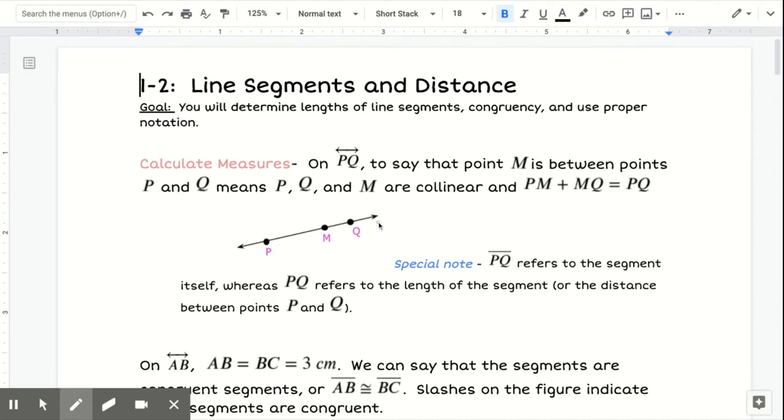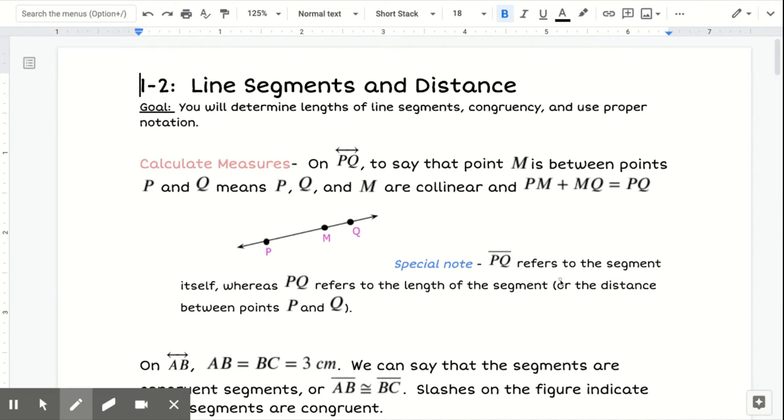So we have a picture of a line here. We've got the 3 points that are collinear, P, M, and Q. M is between P and Q, as it said in the description. And the last part of that statement says that if we add PM and MQ together, then we end up with the length of PQ, so the length of this full segment here.